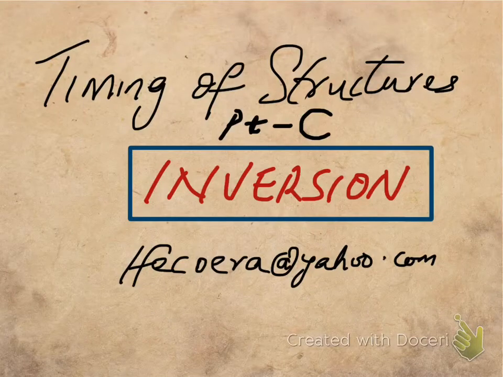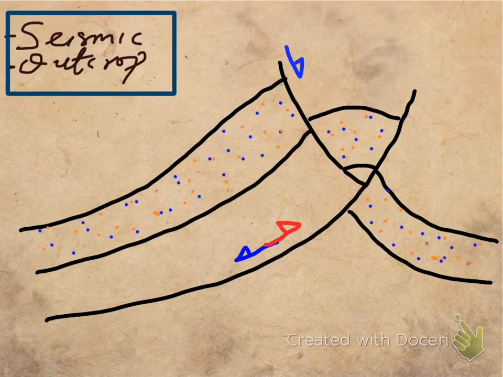In this episode, I'm going to talk about inversion. Consider a seismic or outcrop section like this. So the question that comes to mind is, what's the sequence of deformation? What happened before what?